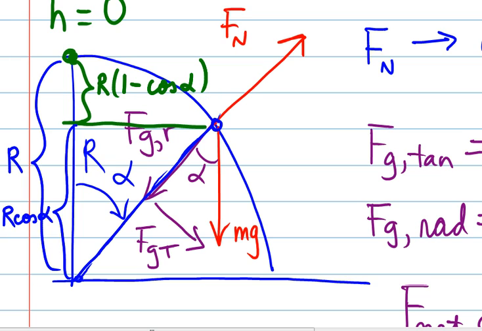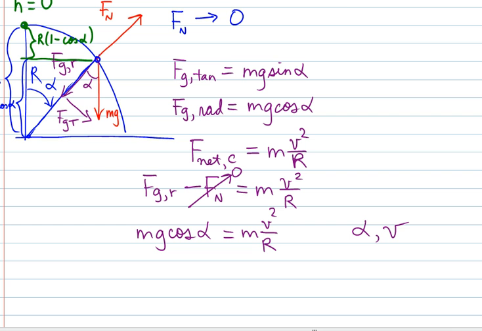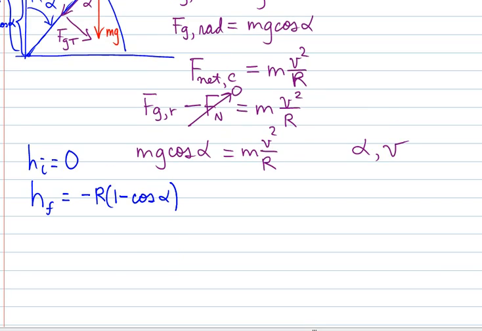You can check that. It's similar to some pendulum problems we've seen already. This gives us a final height. Our initial height is 0 because we're starting at the top of the hill, but our final height is going to be negative r times 1 minus cosine alpha. This is important when we apply conservation of mechanical energy.